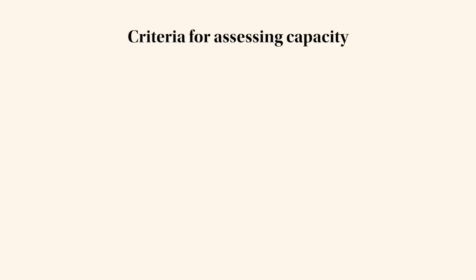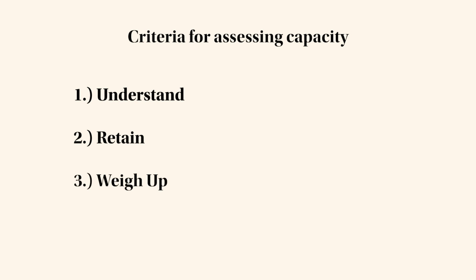When carrying out a capacity assessment, there are 4 main areas we're looking for to ascertain whether an individual has capacity. Firstly, the person must be able to understand relevant information and details about the decision at hand. Secondly, they must be able to retain that information for a long enough period of time to make that decision. Thirdly, the person must demonstrate that they are able to weigh up information to help them make that decision. And lastly, they must show that they can communicate their decision consistently over time.